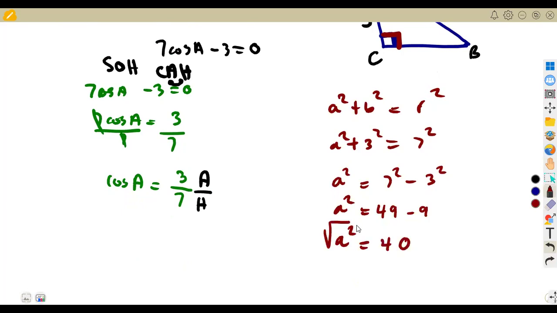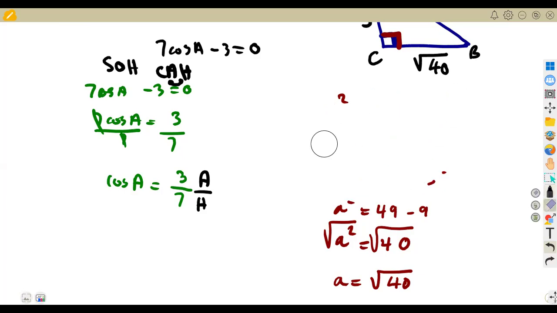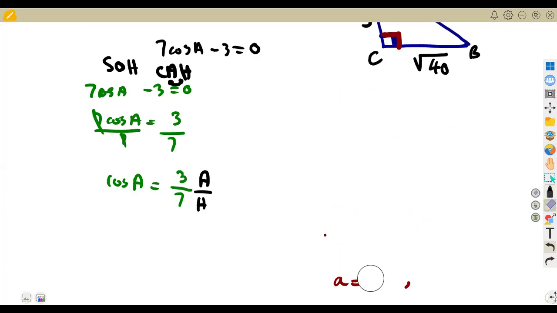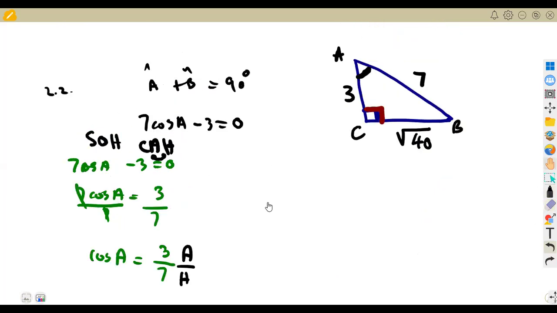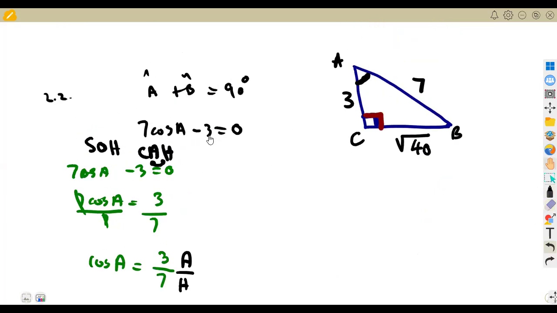So a squared is equal to 40. To find a, introduce the square root on both sides. So a is going to be equal to the square root of 40. That's this side that we are seeing here, equivalent to the square root of 40. So that is the information that we are given about this ratio, this condition that they were trying to write, 7 cos of this. It was for us to complete our triangle.